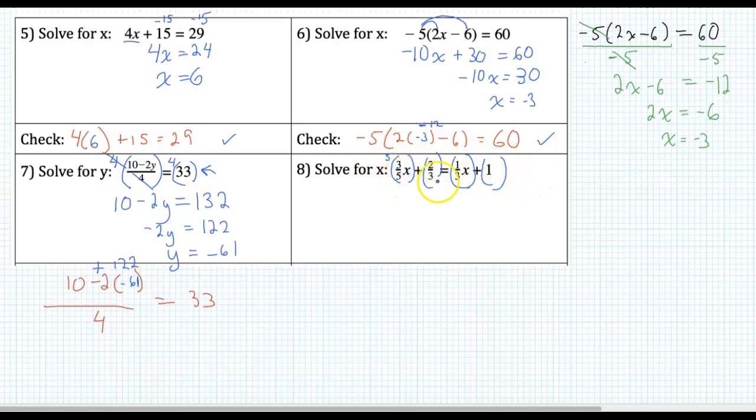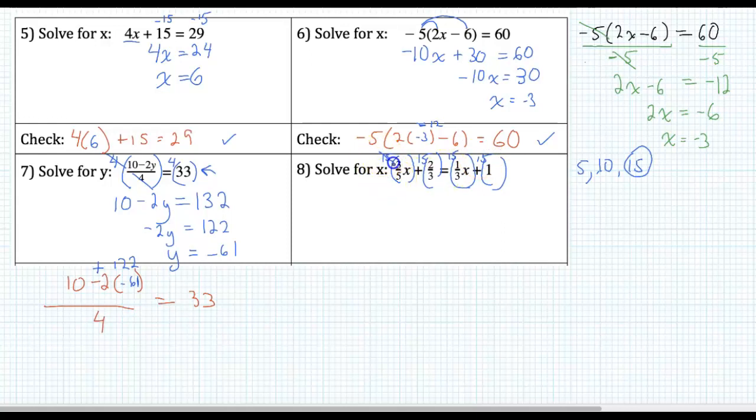So if we look at the larger denominator here, we have 5. That's not quite big enough. So let's go to the next one, 10. 10 is also not a multiple of 3. So let's go to the next one, 15. I think we found it. So 15 is going to be the number that works well. So if I multiply by 15, everything has to be multiplied by 15.